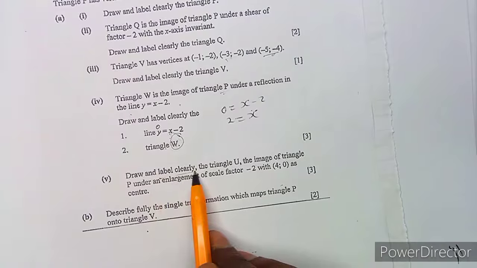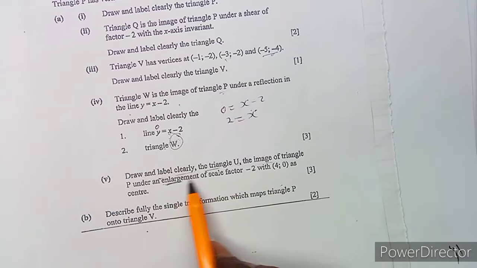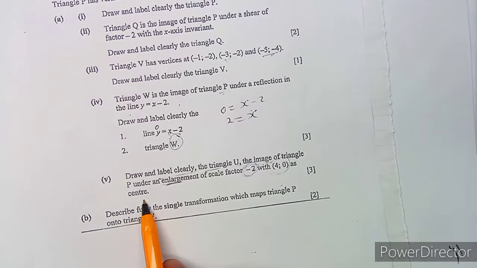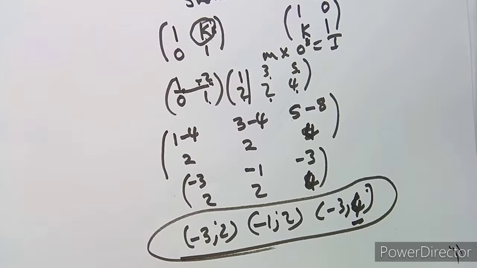Okay, draw and label clearly the triangle U, the image of triangle P under an enlargement, scale factor -2 with 4, 0 as the center. Remember, I talked about this enlargement. When you are given a center which is not 0, 0, subtract the center.